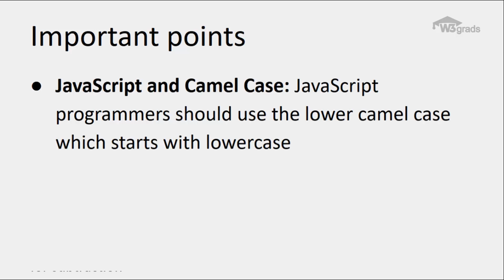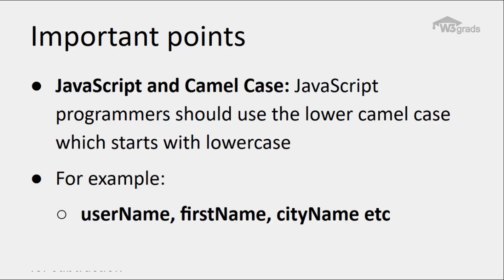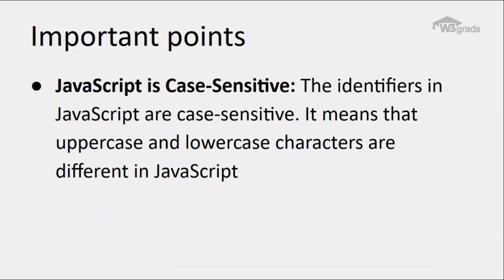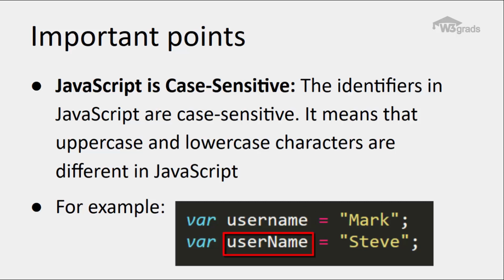The first one is JavaScript in camel case. JavaScript programmers should use lower camel case, which starts with lowercase. For example, username, firstName, cityName, etc. It is to be noted that hyphens are not allowed in JavaScript, because hyphens are reserved for subtraction. The second point is, JavaScript is case-sensitive. The identifiers in JavaScript are case-sensitive. It means that uppercase characters and lowercase characters are different in JavaScript. For example, userName and username are different variables in JavaScript.